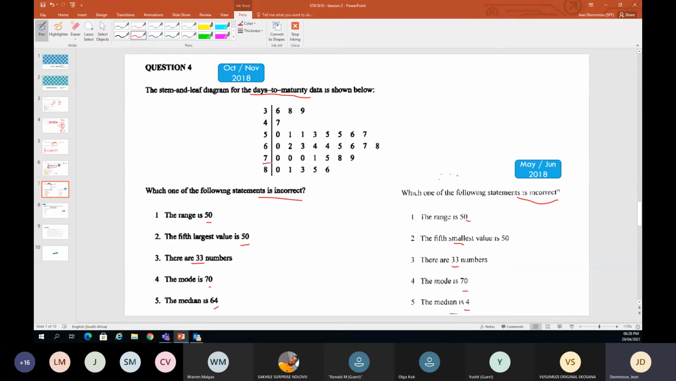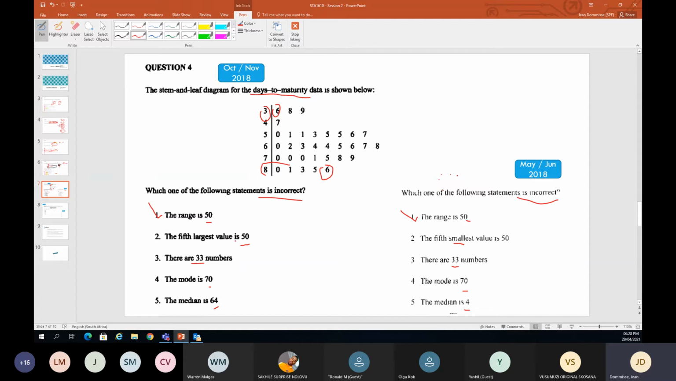So let's look at the biggest number, which is 86. The smallest number is 36. So 86 minus 36 is 50. Okay, so we know that the range is correct.